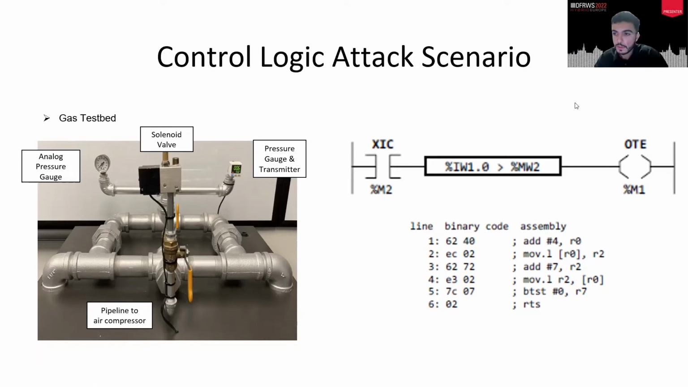So this is the ladder logic that the control engineer made for this gas pipeline. What it does is, this is just logic. Whenever this is greater than this, M1 turns on. So this is a malicious code we wrote for this comparison instruction.